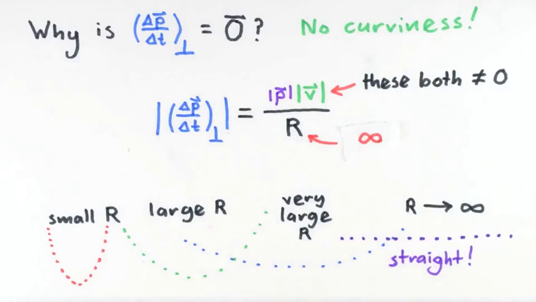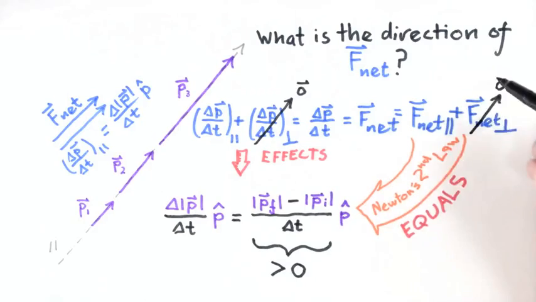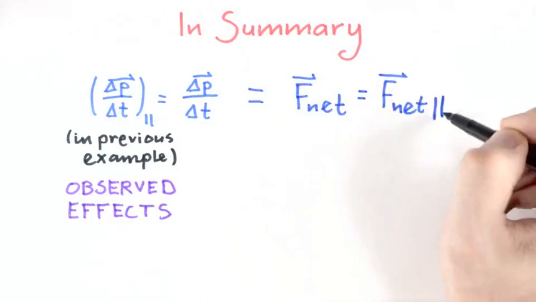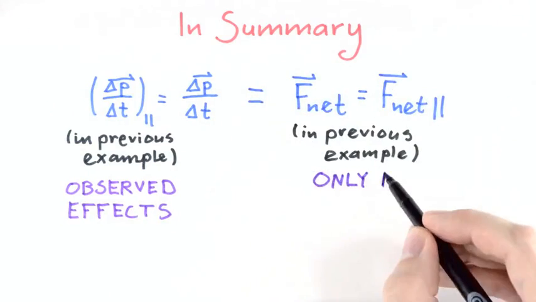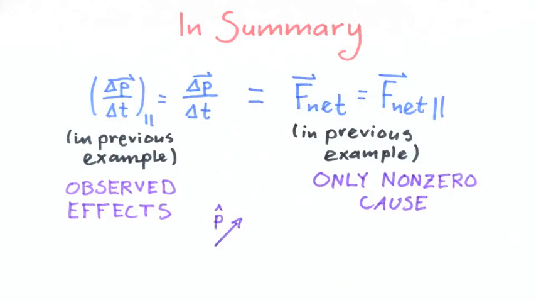So, by Newton's second law, we should expect no cause, meaning Fnet perpendicular must be equal to 0. So, since these two parts, Fnet parallel and Fnet perpendicular, must add up to give Fnet, then, since Fnet perpendicular is 0, we conclude Fnet is equal to Fnet parallel, and therefore Fnet must point in the direction of the object's motion in this particular case.